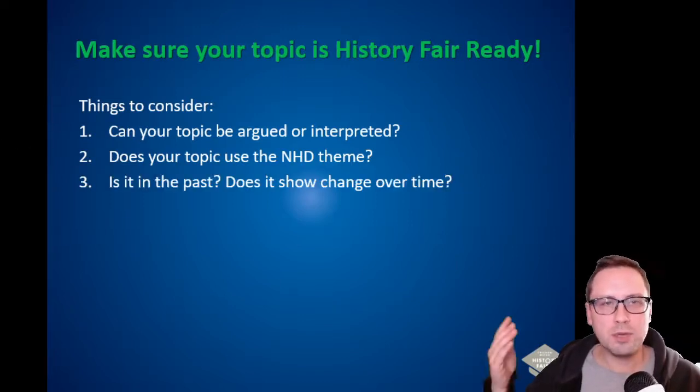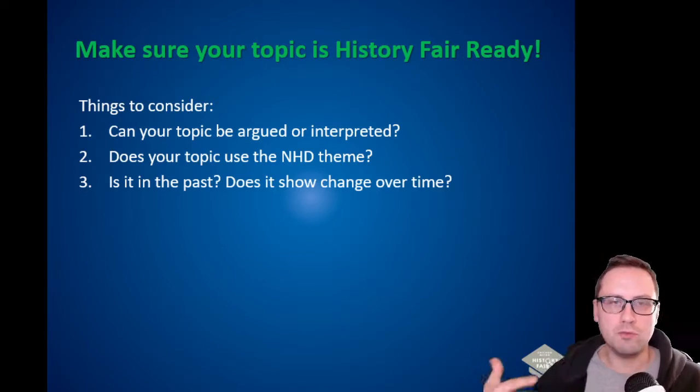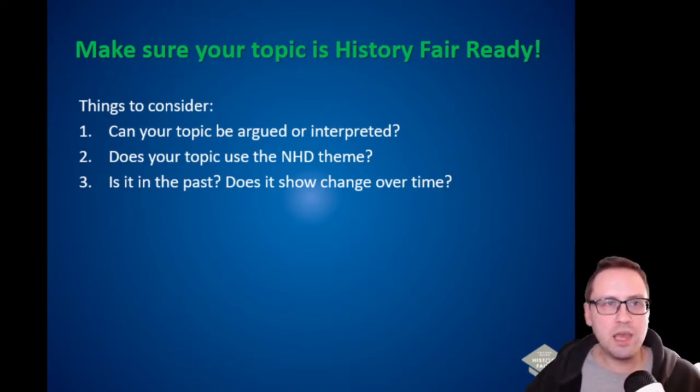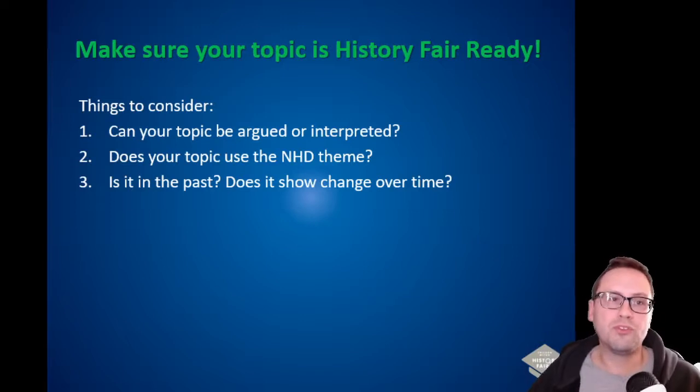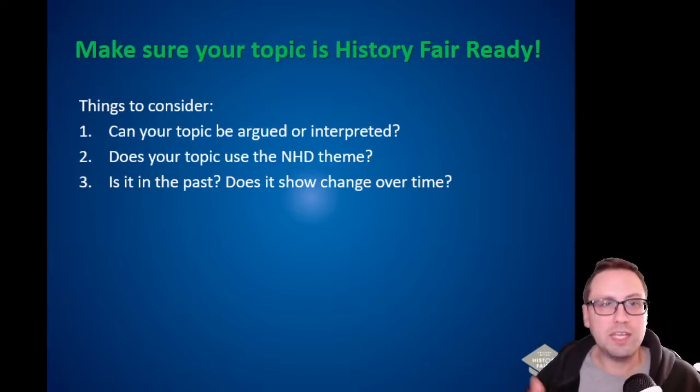Third, is your topic in the past? There's no magic number of years in the past that it needs to be, but it needs to be far enough into the past to allow for, one, a decent number of sources for you to use in your research, and two, for the impact of the event to be clear. You need to be able to show that change over time. So for example, the Black Lives Matter movement will almost certainly be a great history fair topic in the future, but for right now, doing a project on Black Lives Matter would be almost impossible because we don't yet have a full picture of the movement's impact.